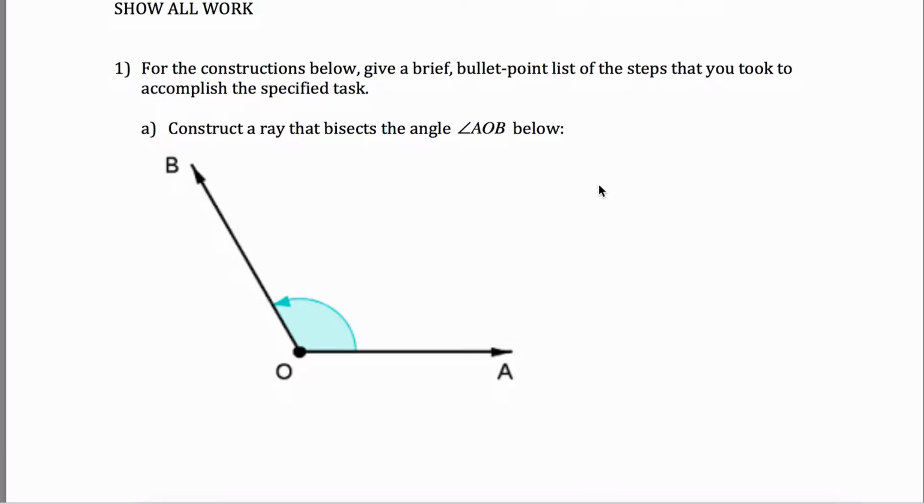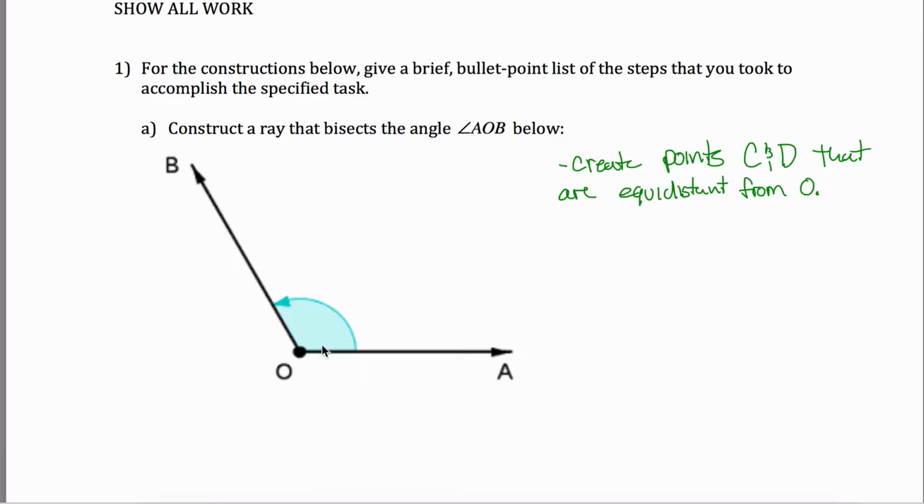The way I'm going to do that is I'm going to first create points, maybe C and D, that are equidistant, aka the same distance, from the vertex O. So I'll put the pointy end of my compass here, and I'll draw this circle, and that will give me a point over here and a point over here, and maybe I'll call those C and D. And by the way I constructed them, I know that those 2 points are the same distance from O.